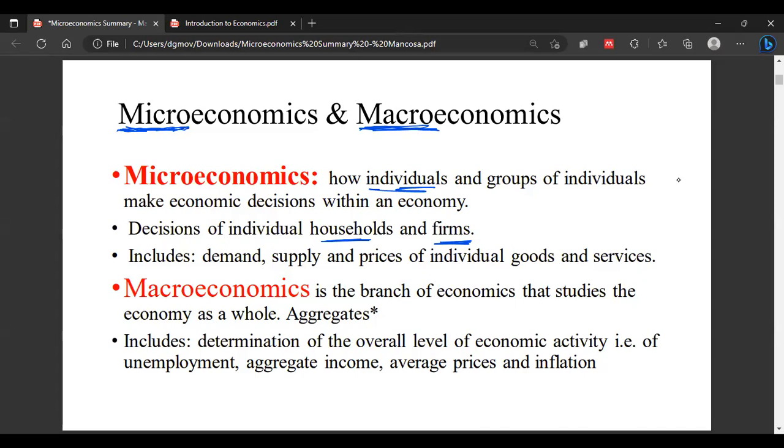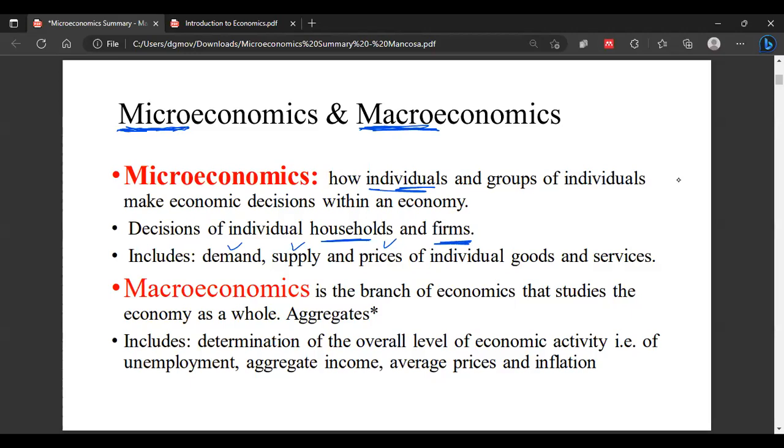And when we are studying microeconomics, we will look at variables such as your demand, your supply, your prices, and it's the prices of individual goods and services. Hence, if you remember, I spoke about the price of bread. That is micro, the price of bread, the demand for bread, the supply of bread.